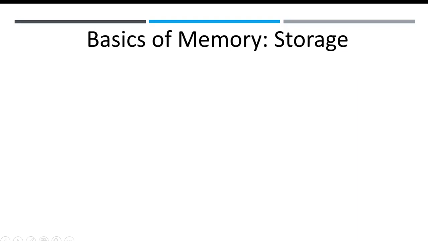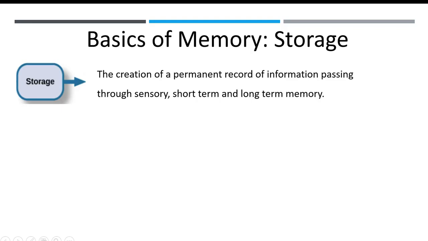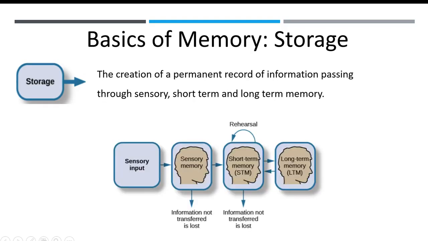The next basic element of memory is storage, which is the creation of a permanent record of information passing through sensory memory, short-term memory, and long-term memory. This is an image to explain those different parts. First, sensory memory includes sensory input of whatever we take in from our five senses. Then sensory memory is translated to short-term memory, which we'll explain, which is then translated to long-term memory, which we'll explain further.